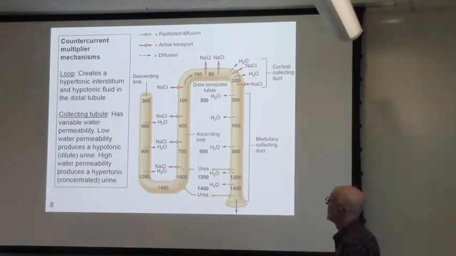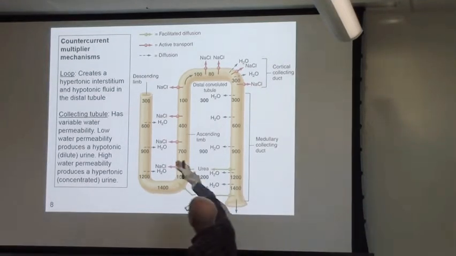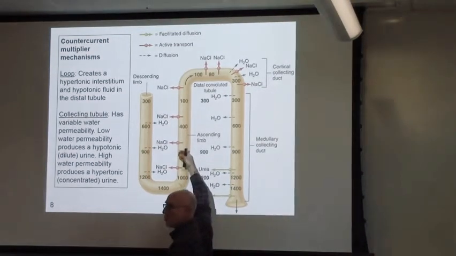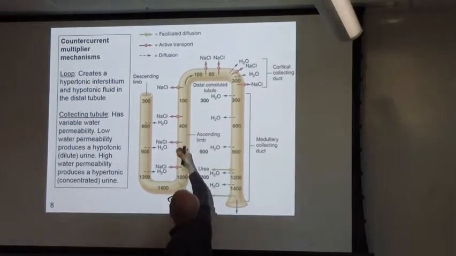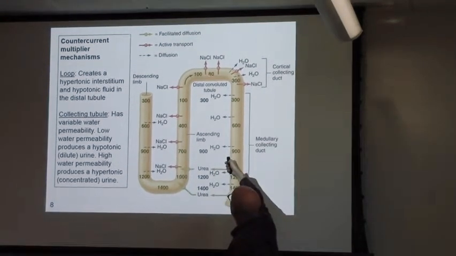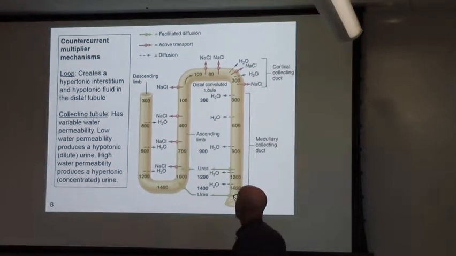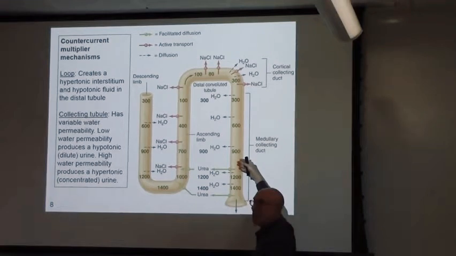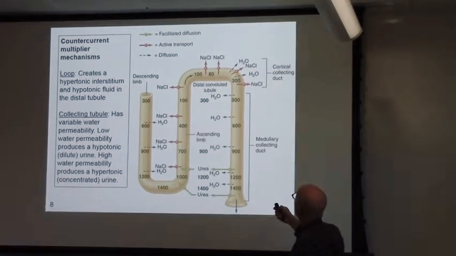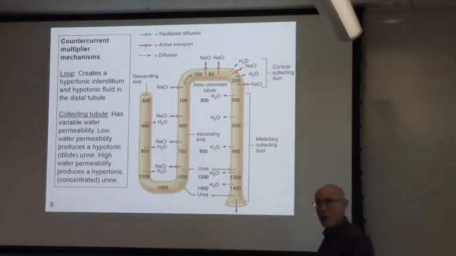Now, let's see, what is this? So the loop, like I said, this process of water permeability and sodium chloride active transport in the descending and the ascending limbs respectively, and where it happens is important, creates this hypertonic interstitium and the hypotonic fluid leaving it, and then the collecting tubule has variable water permeability, either to produce a highly concentrated urine, which is illustrated here, or a dilute urine, which is not really illustrated in this particular slide. Okay, so that's where we're going.